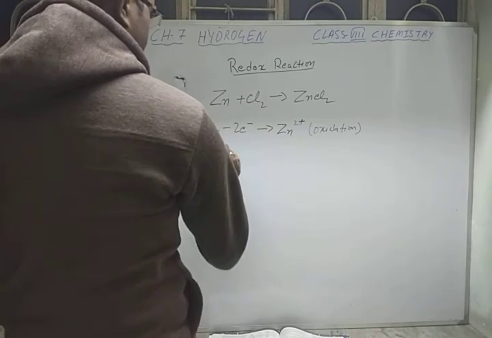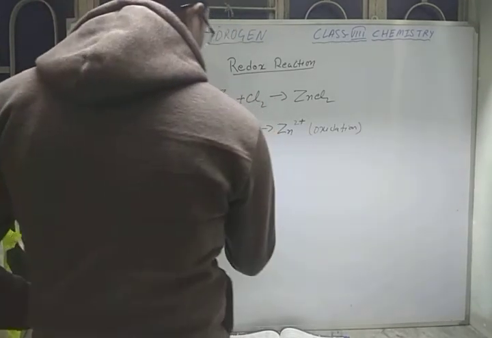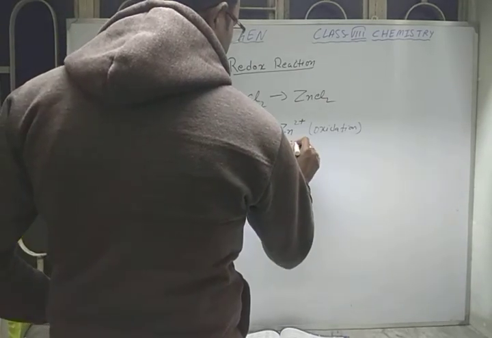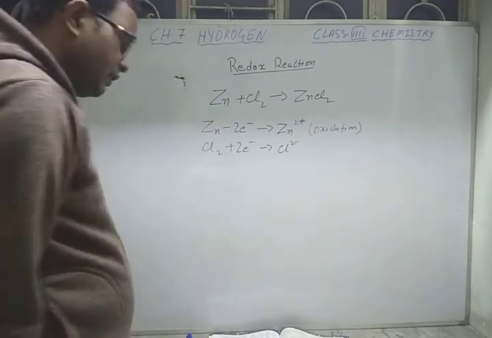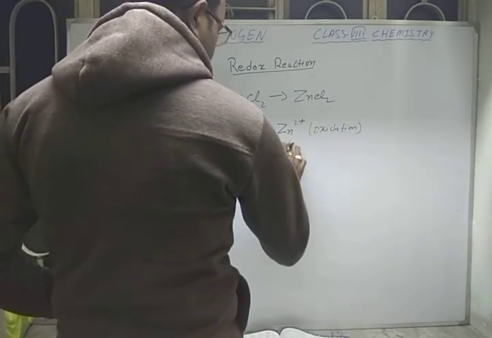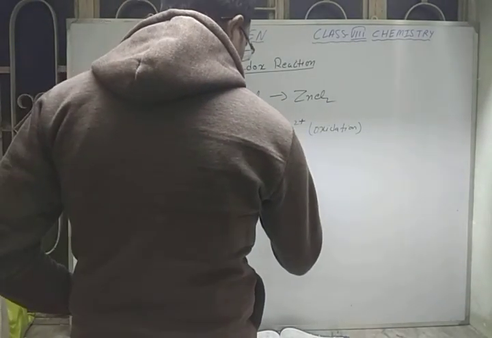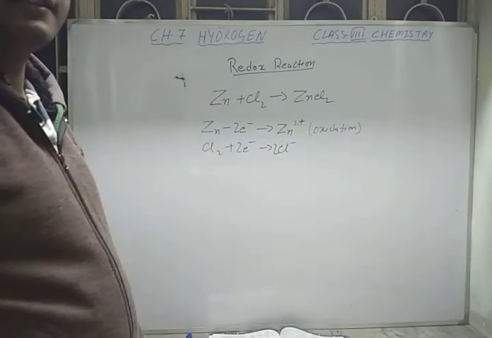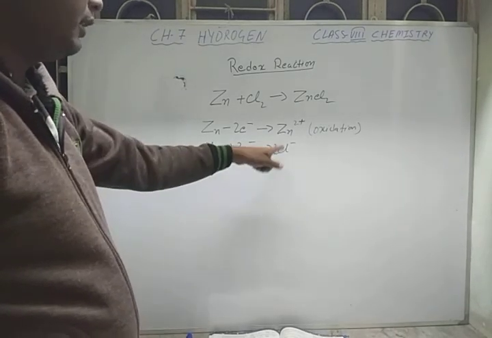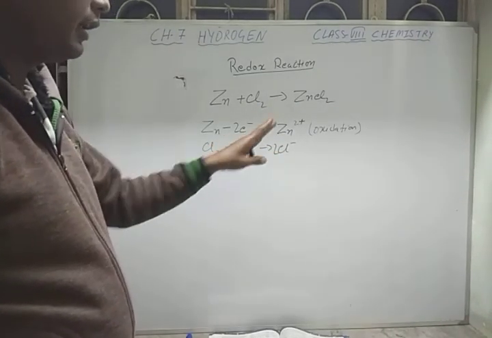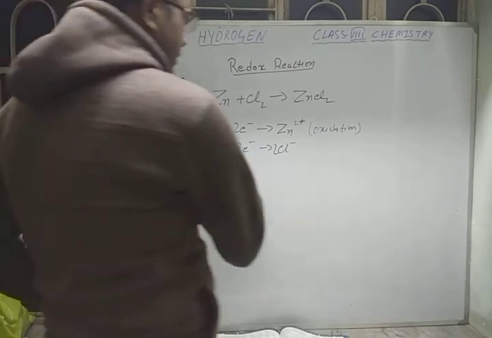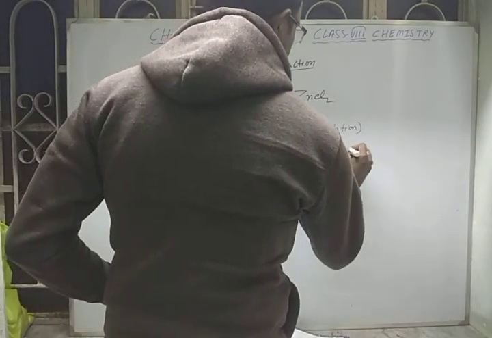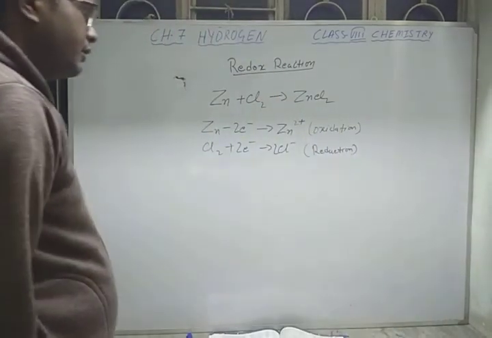Whereas in the case of chlorine, it will gain 2 electrons to form Cl2 minus, sorry, Cl with 2 minus. That means chlorine gains 2 electrons to form a chlorine ion, which is an electronegative ion. Since it gains electrons, it is a reduction reaction.